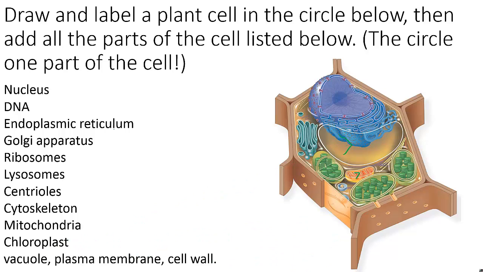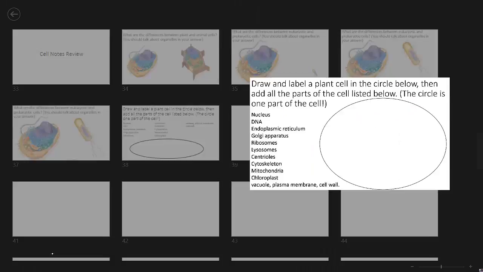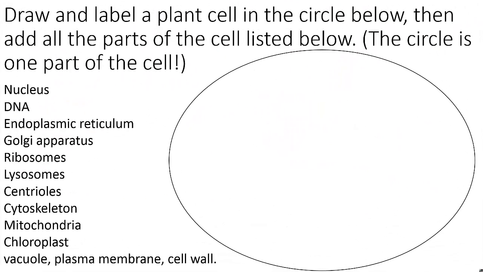So, I need to draw that. Alright, so let's see. I'm going to start by drawing my nucleus. I'm going to draw a circle, and there's my nucleus. And I'm going to put some DNA inside of it. DNA is inside the nucleus.